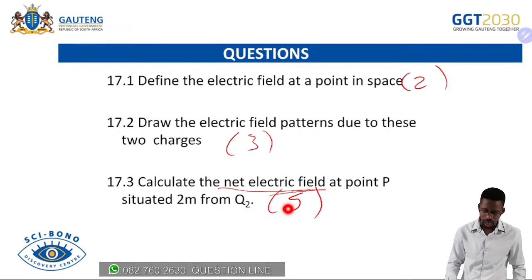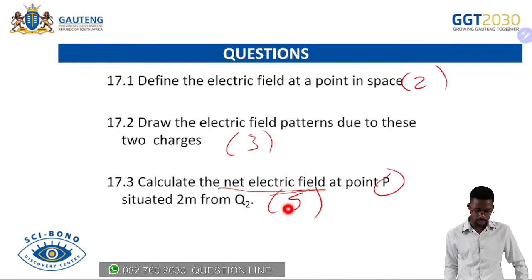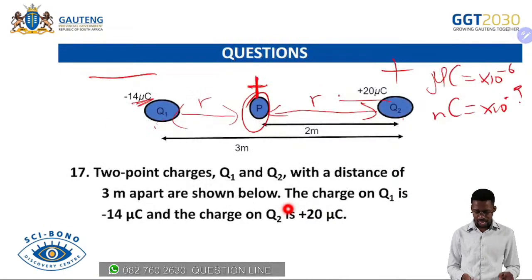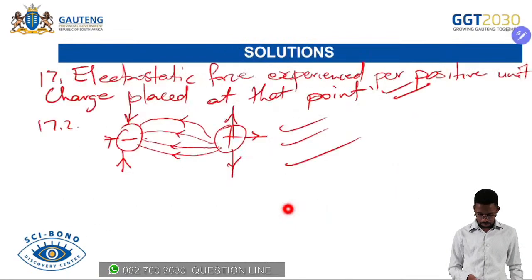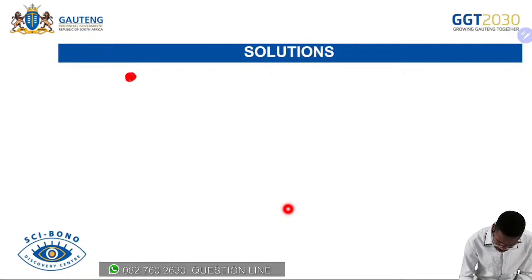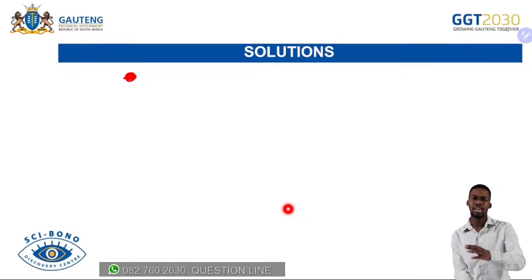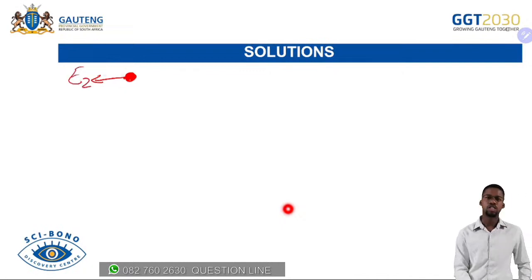So the question requires us to calculate the net electric field at point P, situated 2 meters from charge 2. The first thing that you do here, you need to draw the vector diagram. You need to draw the vector diagram. Good. So here is our test charge. When the test charge interacts with charge 2 on this side, charge 2 is positive, so it is going to experience repulsion this side. So this can be E of charge 2.